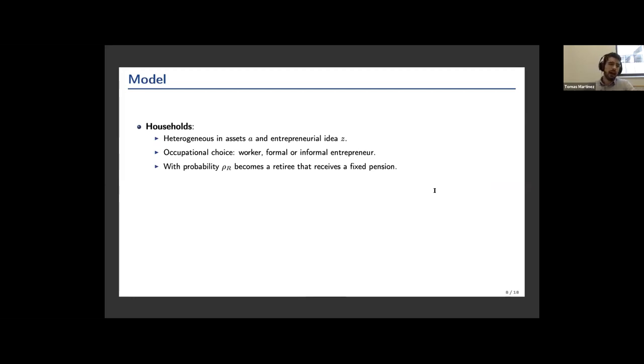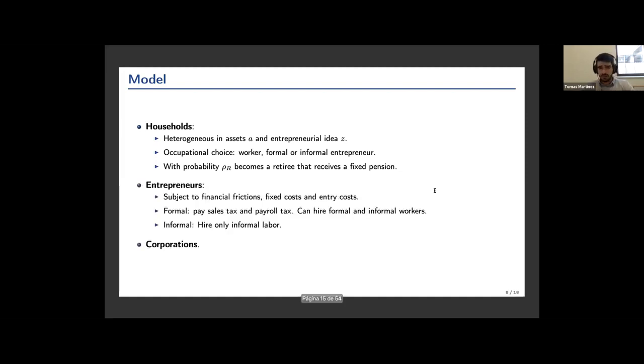So we're going to have a model. The model is going to have heterogeneity in assets and entrepreneurial idea. Occupational choice: the households can choose to be workers, formal entrepreneurs, or informal entrepreneurs. With certain probability, they become a retiree, receive a fixed pension, and eventually die. If they are entrepreneurs, they're going to be subject to financial friction, fixed costs, and entry costs. A formal entrepreneur pays sales tax and payroll tax, and can hire both formal and informal labor. An informal entrepreneur hires only informal labor. We're going to have corporations, but they are just there for the quantitative part. That's not really relevant for the results.